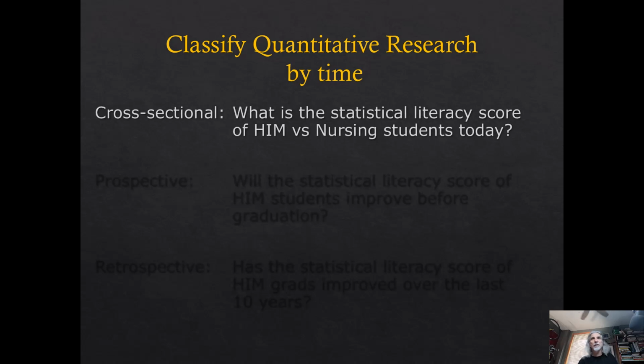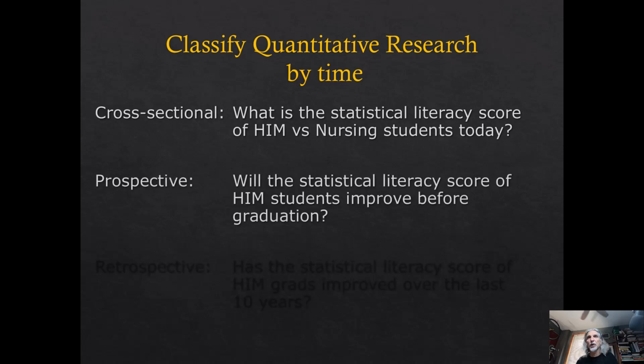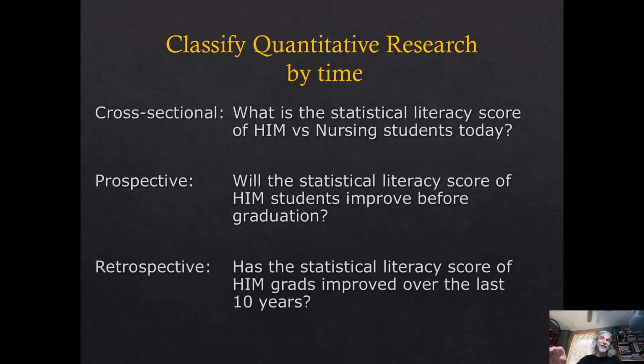So time, cross-sectional. So here's an example. What is the statistical literacy score of HIM versus nursing students today? Okay, slice of life, looking at what's happening now. Prospective: will the statistical literacy score of HIM students improve before graduation? So we're looking forward, and we're collecting some data now, collecting data later, and seeing if there's any change. Retrospective: has the statistical literacy score of HIM grads improved over the last 10 years? So this gives you an example of the flavor of some of the language that's used without getting into the definitions.